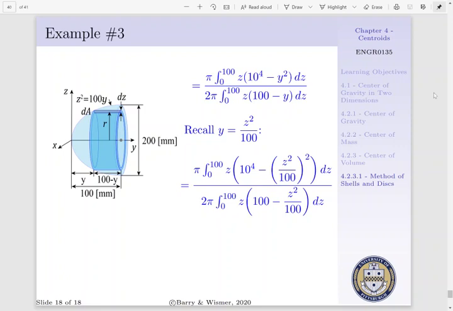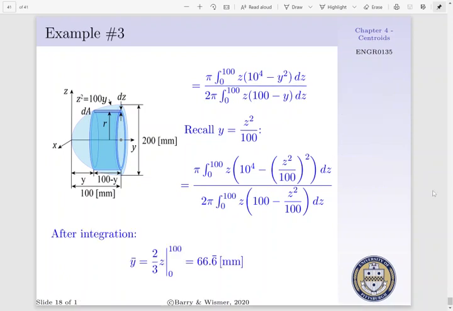In our denominator, we have 2 pi times the integral from 0 to 100 of z times the quantity 100 minus z squared per 100. And this is integrated with respect to dz. Thus, after integration, we'd have y bar is equal to 2/3 z evaluated between 0 and 100. And thus, y bar is equal to 66.6 repeating millimeters, the same as we got via method of disks.